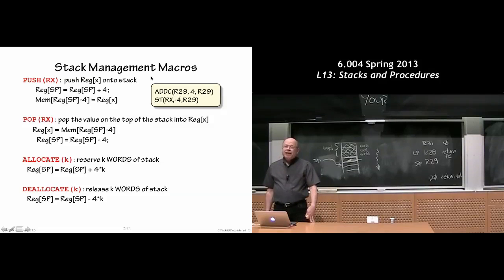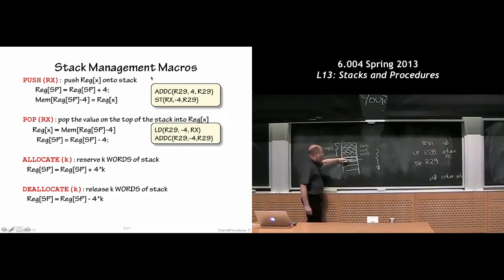Pop does the opposite. It takes whatever was at the top, takes this word, puts it in a register, and then moves the stack pointer down 1. So push and pop are the opposite of each other. Push takes a register value and puts it onto the stack, and pop takes something that's on the stack and puts it into a register, and both of them make the stack pointer go either up in memory or down in memory. Everybody happy? So just think of this as a big array, and we're just using the end of it to push and pop information.